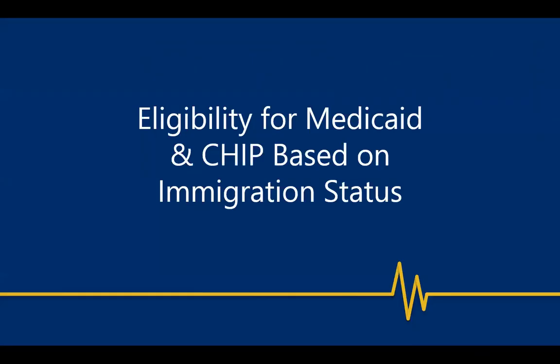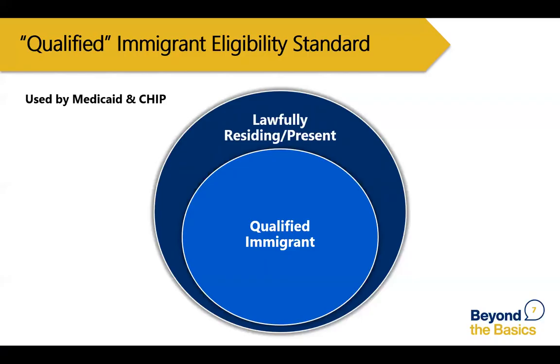Okay, now we're going to shift to Medicaid and CHIP eligibility. All right, so as I noted before, qualified immigrants are a subset of lawfully present immigrants, and that particular subset was defined by the 1996 welfare reform laws. So only the qualified immigrant people are eligible for Medicaid and CHIP.